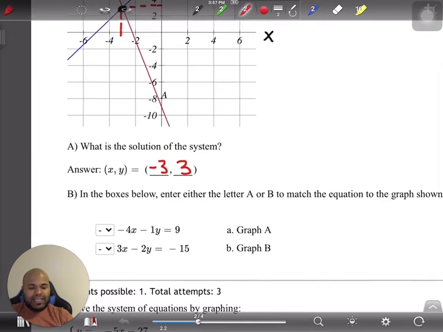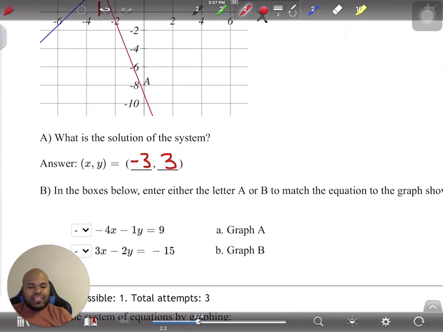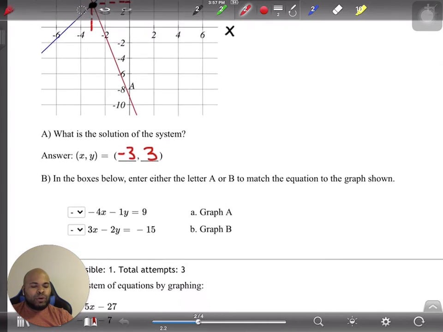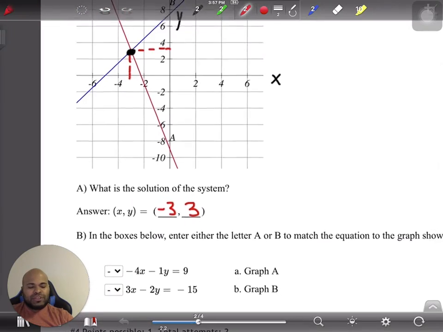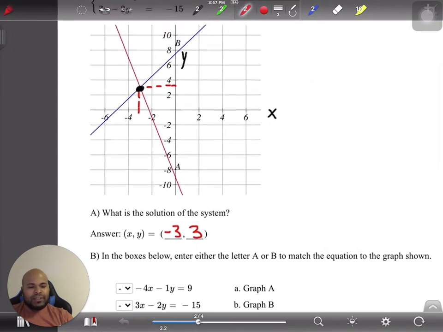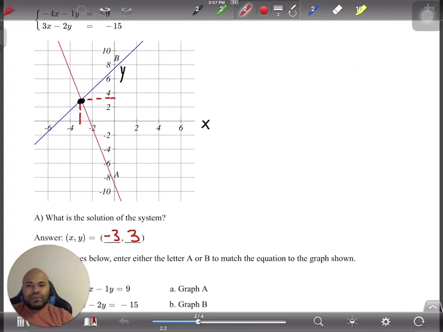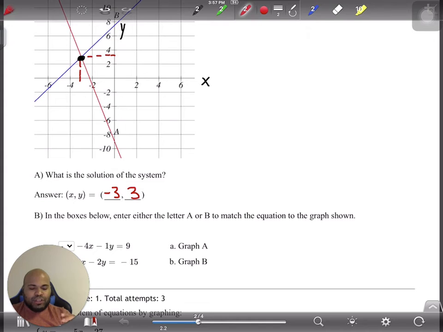Okay, now let's do the second part. In the boxes below, enter either the letter A or B to match the equation to the graph shown. Okay, so which equation is which? All right, so graph A, okay, well, let's do it. Negative 4x minus y equals 9. That's graph A. So how can I tell?